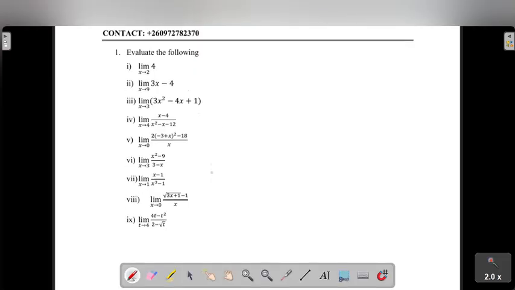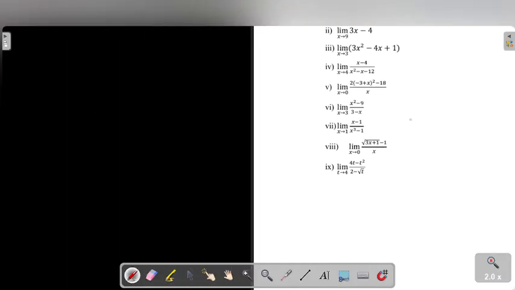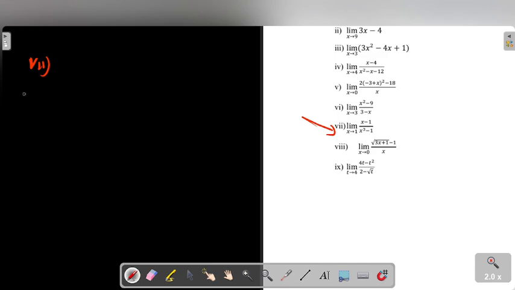Okay, then now we'll end with the question that I skipped. So now we are ending with our last question, that is part 7. What we have for part 7 is the limit as x approaches 1 of (x minus 1) over (x to the power 3 minus 1). That's what we have.